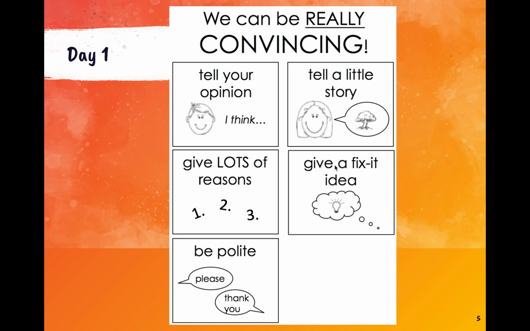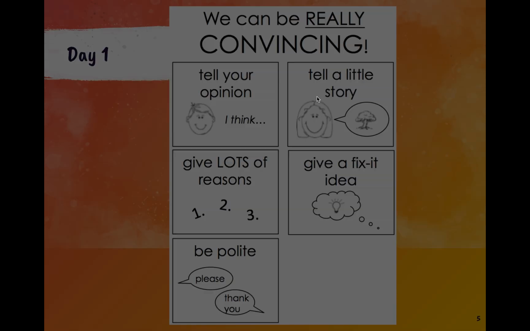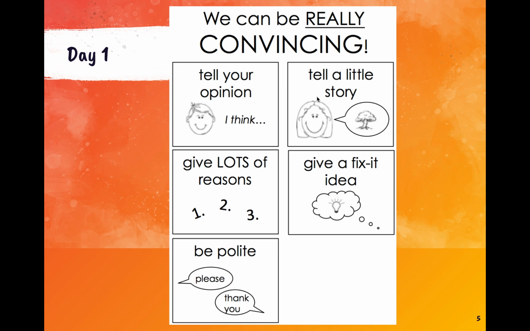And another one is give a fix-it idea. That means you want to also be able to help them solve the problem. So give them a suggestion on how we can solve the problem. If you guys remembered, back in Lily's story, she also gave a fix-it idea. So with her story, when kids were being loud, and that was the big problem that she was trying to write about, she gave a fix-it idea. She said maybe we can put a sign on the wall on every staircase and remind the kids to not yell. So she gave an awesome fix-it strategy. That's what you guys can do as well.